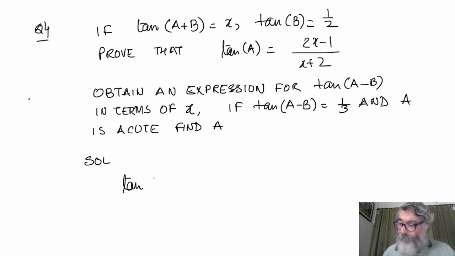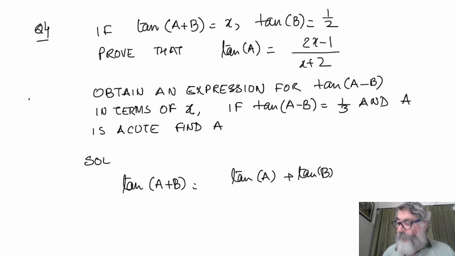tan(a + b) is (tan a plus tan b) upon (1 minus tan a tan b). This is the formula we know.